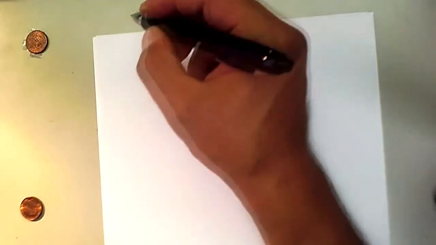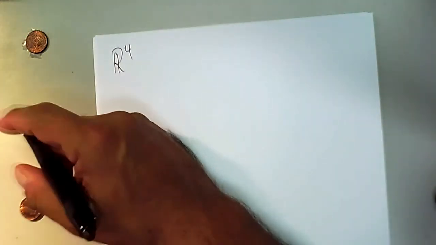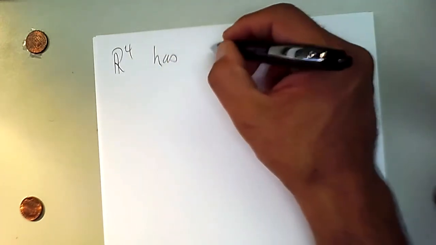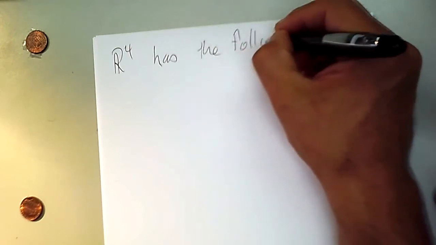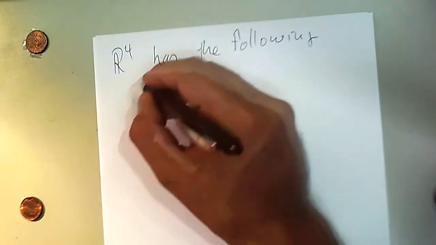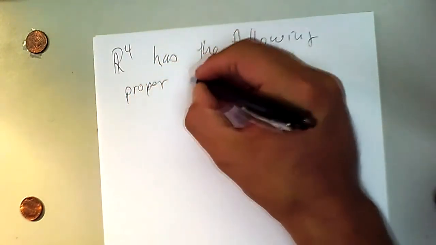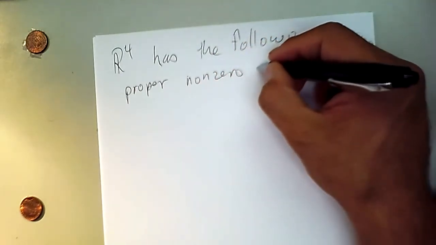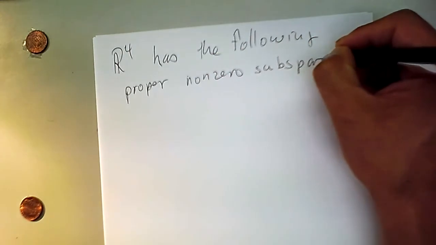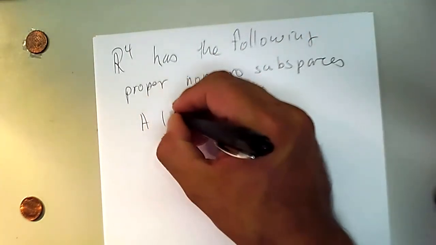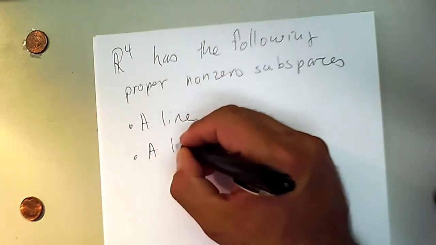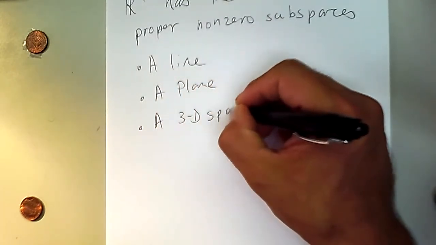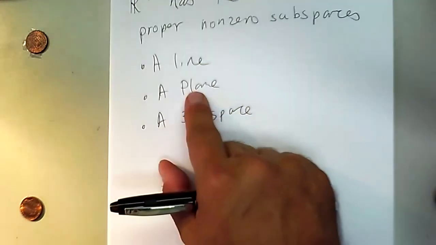Before we finish the video, there's one more thing I wanted to dive into. In R4, what are the proper non-zero subspaces of R4? Okay, so we can have a line, a plane, I guess, 3D space. So you can have a line, a plane, or a 3D space. By plane, we mean 2D.